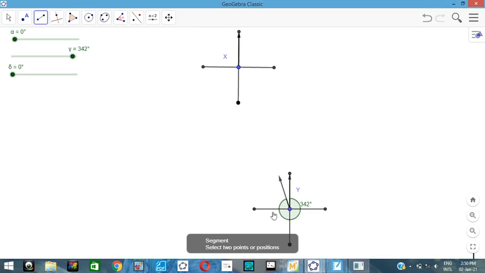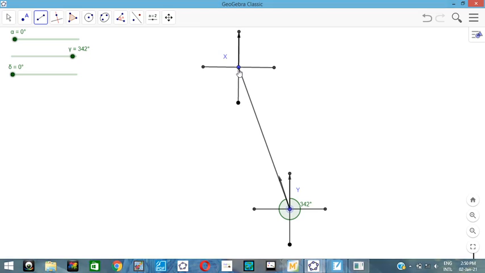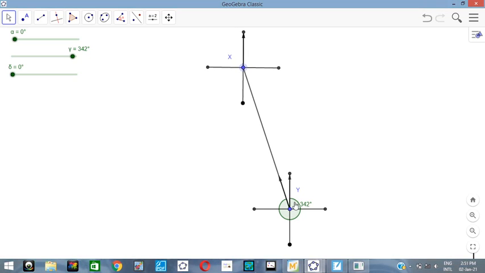Let me connect them with a line. So if I join this to this, that means the actual turning is somewhere here. Yes, you can see it. You turn 342 degrees before you move to X. Then now when you want to return back to X, you're supposed to turn 162. That's what we calculated. So let me turn X so that you see it. So X will turn down to, you can see it, 162.